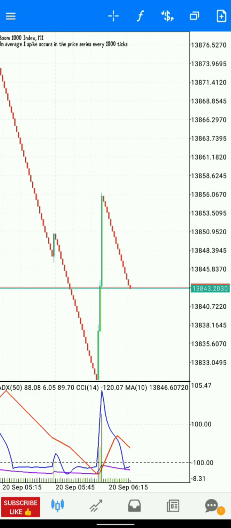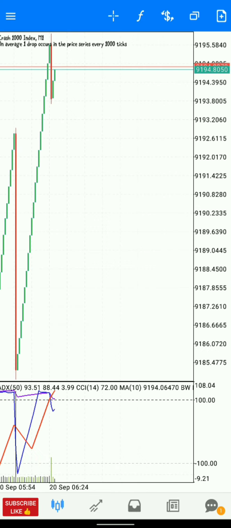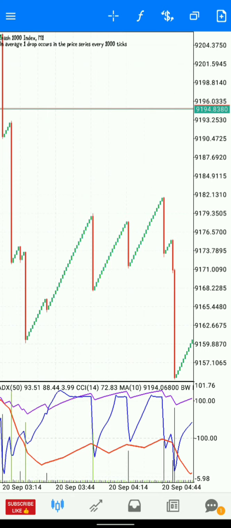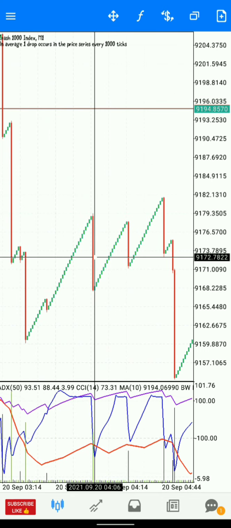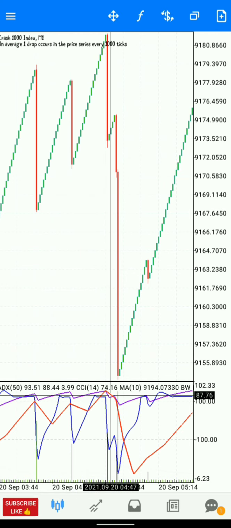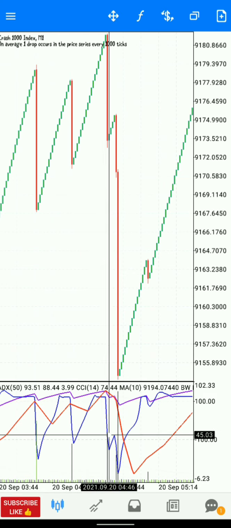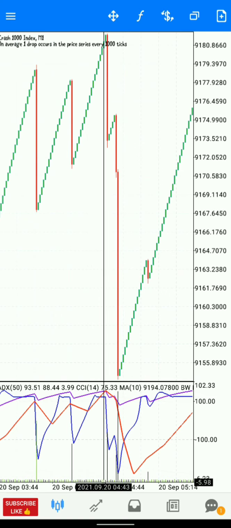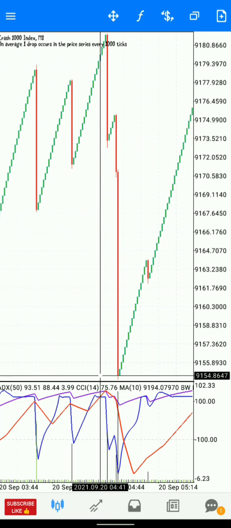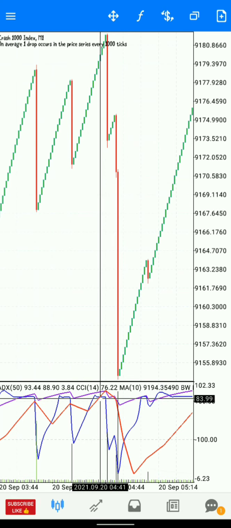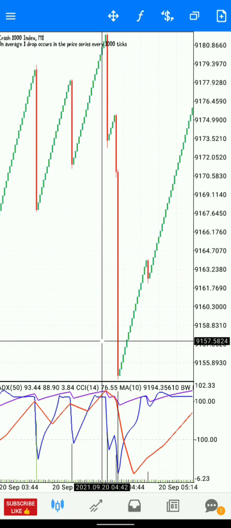So let me show you on the crash, another example on the crash. If you watch here, before it crashed down, they all went above the moving average and all that. They all went above the 100 level here. This is the 100 level, and this is the negative 100 level. So for the crash, you want to be selling. So immediately they got above the negative 100 level, we took our sell.